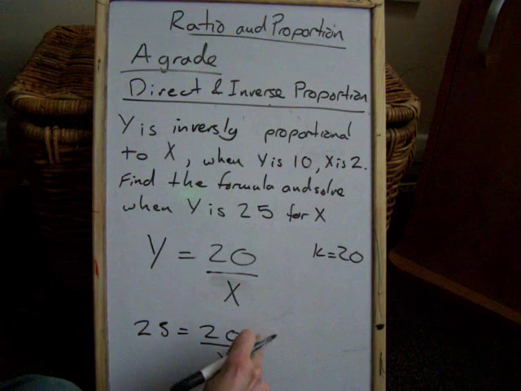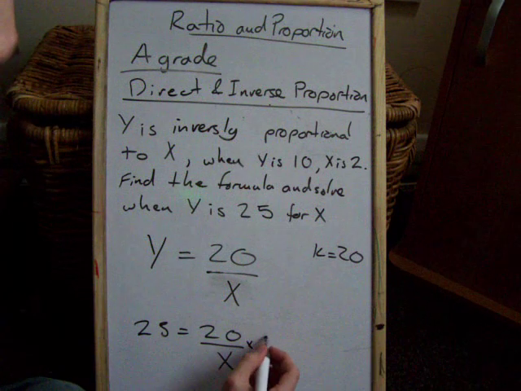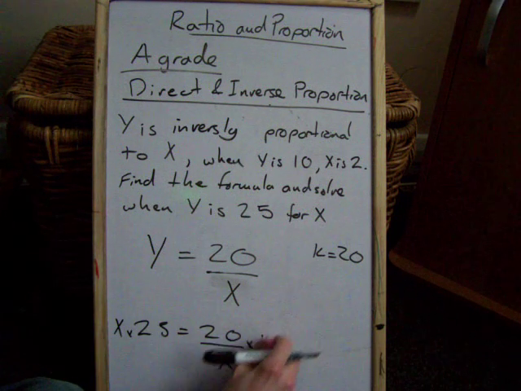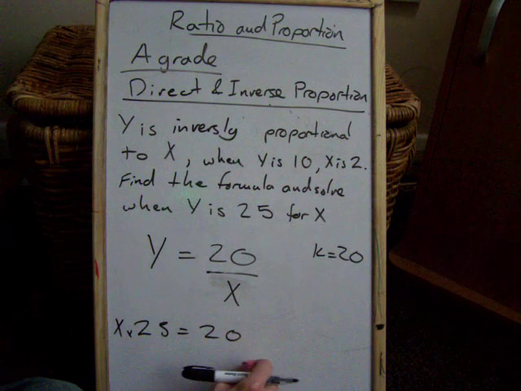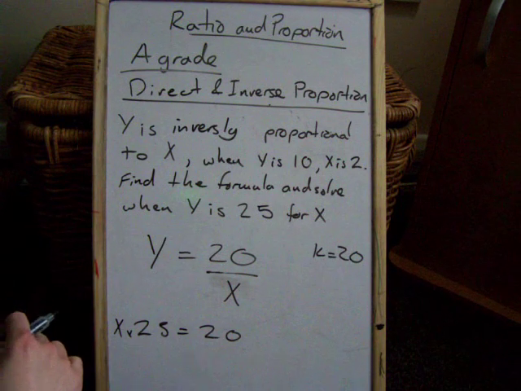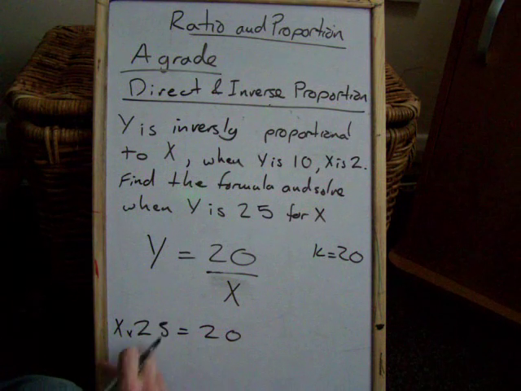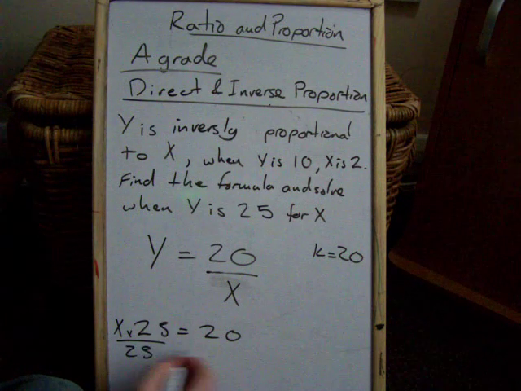x is on the bottom here. I don't want x on the bottom, so I'm going to multiply both sides by x. That's going to get x off my denominator. So when I do that, I get x times 25 equals 20. And then I don't want 25 lots of x, I just want x. So I'm going to divide both sides by 25.